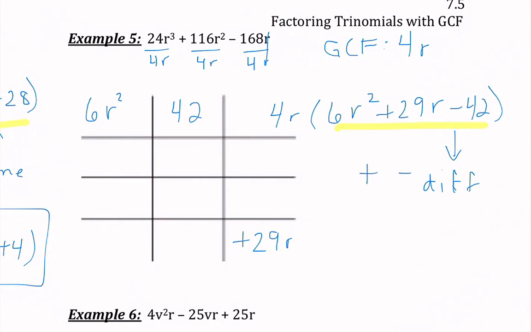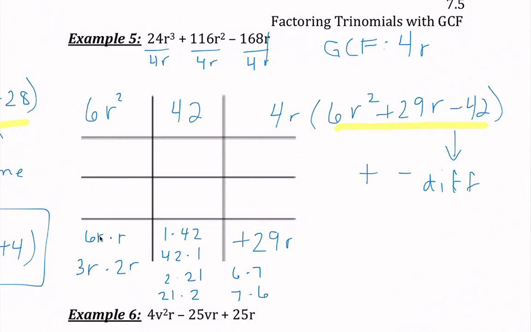Okay, so this is why this one's a little bit more difficult, because my factors of 6r squared are 6r and r, but that's not it. I could also have 3r times 2r. And we won't do these as often in Algebra 1, but it's just going to add more to our trial and error, more guessing and checking. All right, let's find my factors of 42. 1 and 42. Flip-flop it. 2 and 21. Flip-flop it. 6 and 7. Flip-flop it.